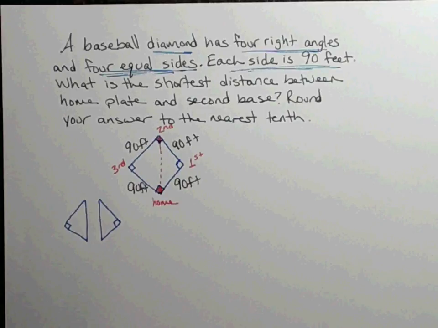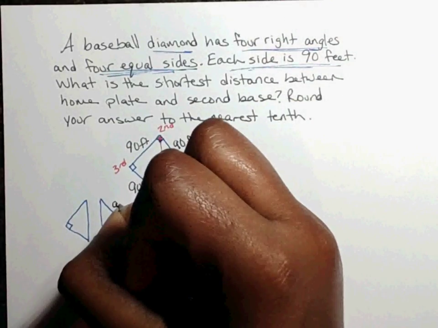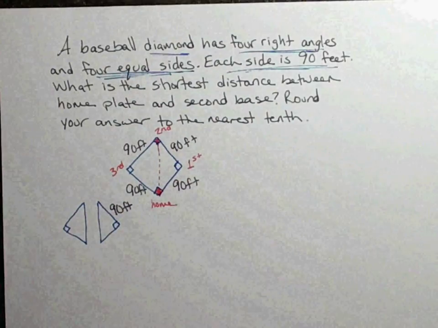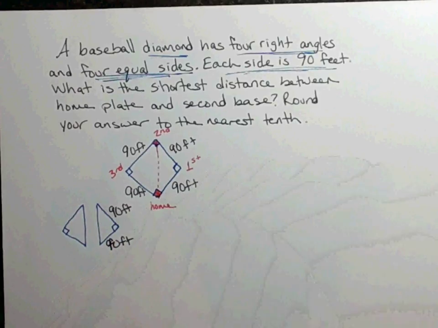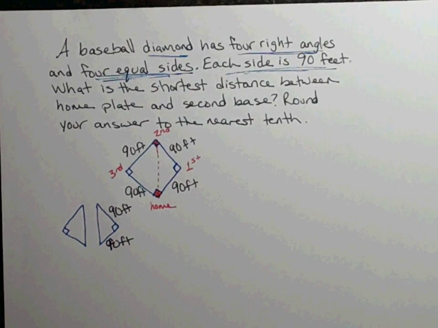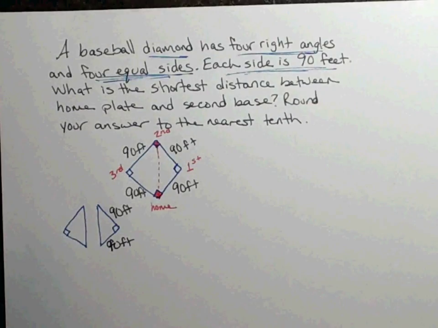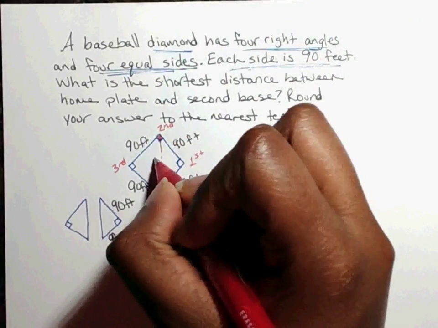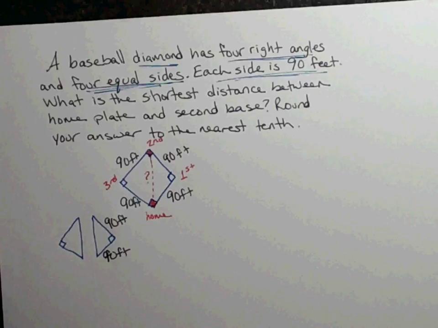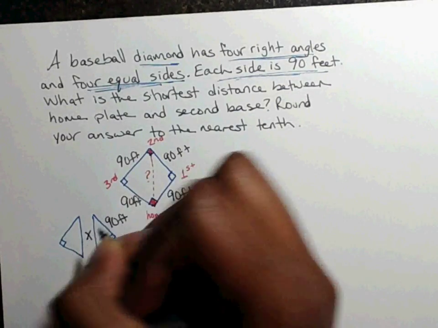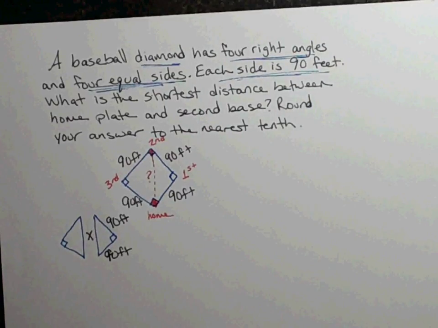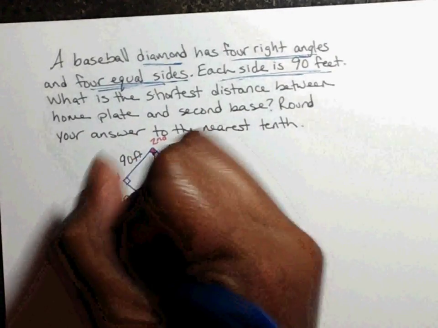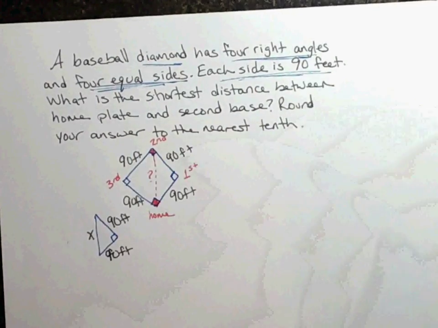I see that this is labeled 90 feet. This is labeled 90 feet. And they're asking me for the distance from home plate to second. This is what they're asking me for. So I'm going to put an X right here, because that's what I don't know. I don't know this distance. Alright, so now that I know, I'm going to erase this one because I don't really care about it. I was just showing you guys the shapes that I see.